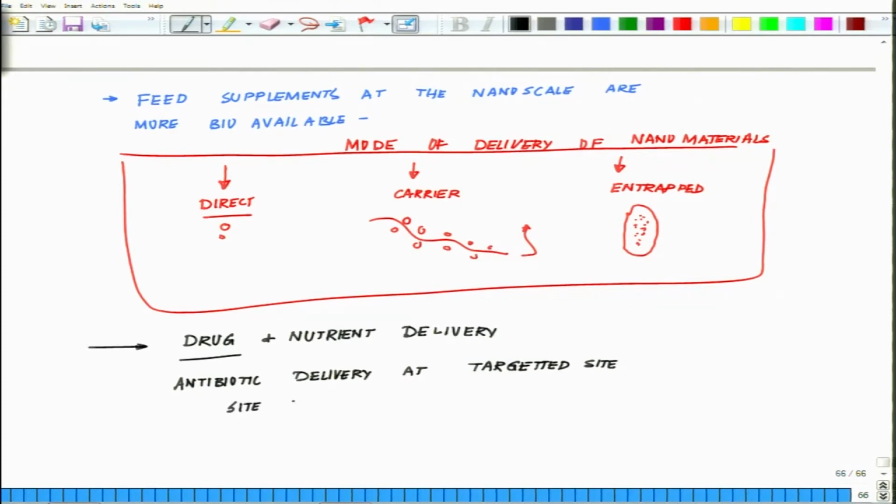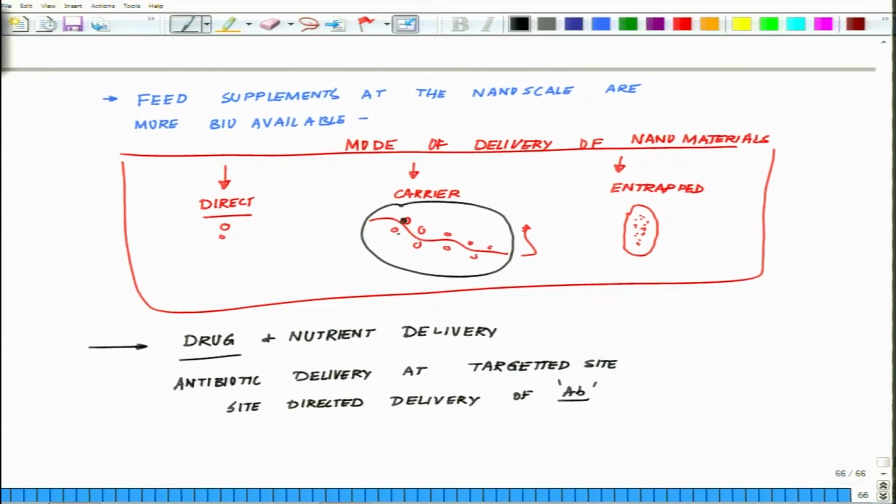So, site directed delivery of antibiotic. Short, I am writing antibiotic as AB, okay, antibiotic. Similarly, metal nanoparticle may be conjugated to a polymer for a combined nutrient biocide delivery approach, okay. So, exactly something like that.